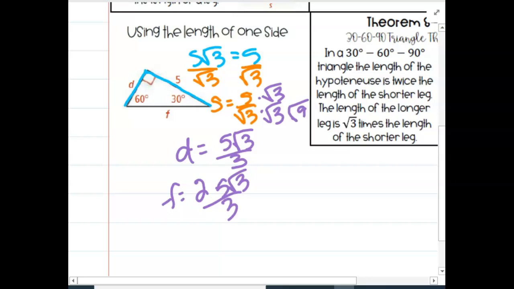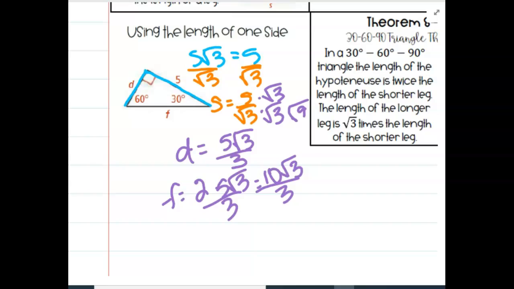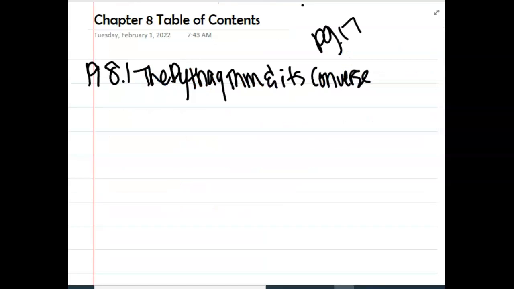You can multiply numbers on the outside with numbers on the outside. You can multiply numbers on the inside with numbers on the inside, but you can't mix and match them. So the 2 and the 5 are both outside the radical, so you can multiply those together. You cannot multiply them by that 3, and then that other 3 is in the denominator, so you would get 10 square root of 3 over 3. Like I said, I think the toughest part about today is the radical part, not necessarily the geometry part, okay?